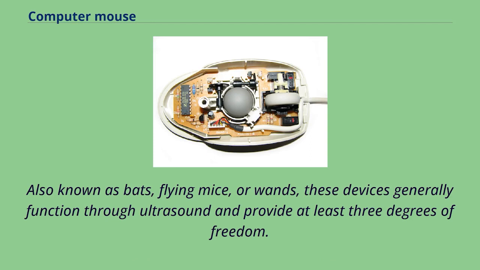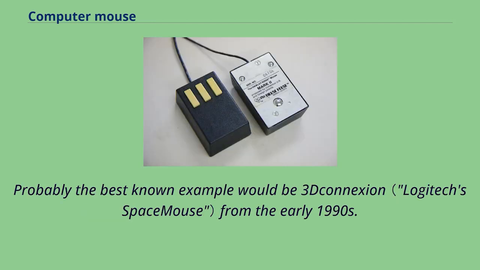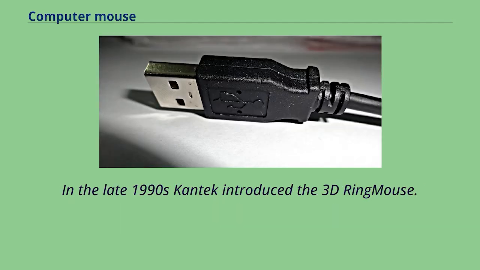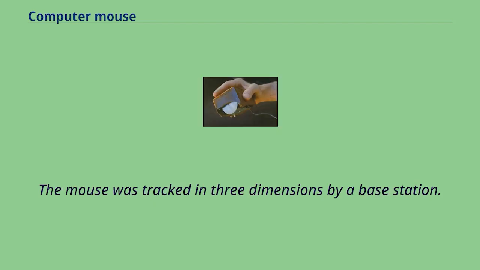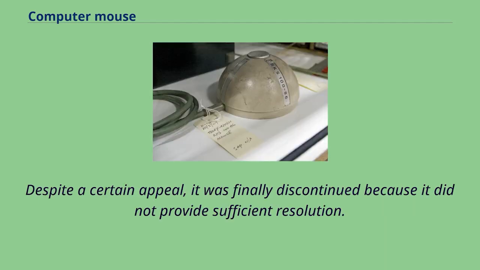Also known as bats, flying mice, or wands, these devices generally function through ultrasound and provide at least 3 degrees of freedom. Probably the best known example would be 3D Connexion from the early 1990s. In the late 1990s, Kantek introduced the 3D RingMouse. This wireless mouse was worn on a ring around a finger, which enabled the thumb to access 3 buttons. The mouse was tracked in 3 dimensions by a base station. Despite a certain appeal, it was finally discontinued because it did not provide sufficient resolution.